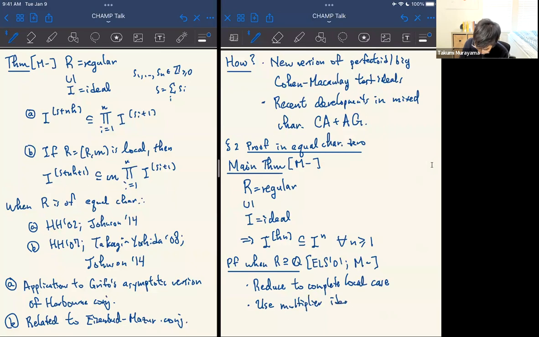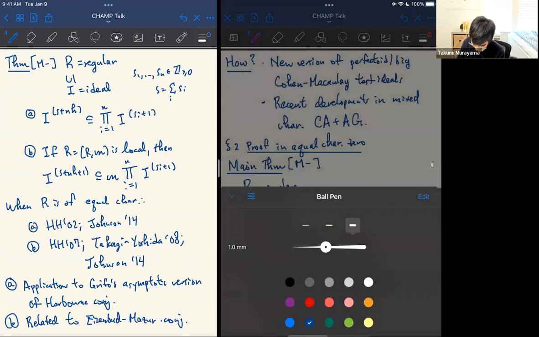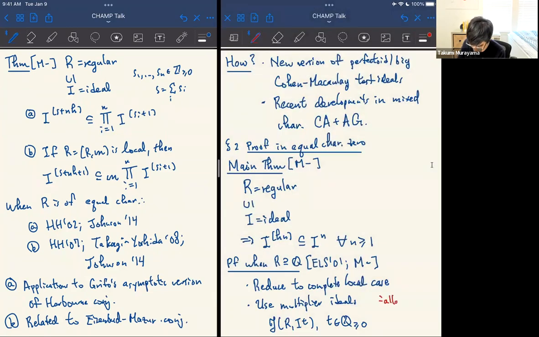And the insight of Lazarsfeld and Smith is to use these objects called multiplier ideals. I won't define them for you, but I do want to give you an idea of how they're used, which is that you plug in an ideal and some sort of rational number t. And the way that I like to think of this is that it allows you to take nth roots of ideals.